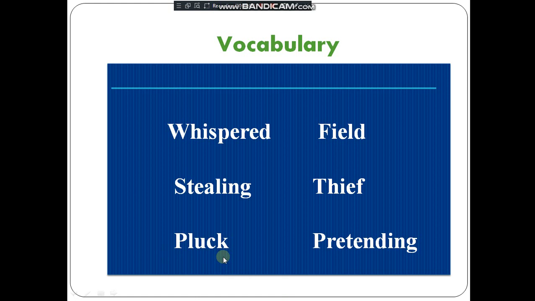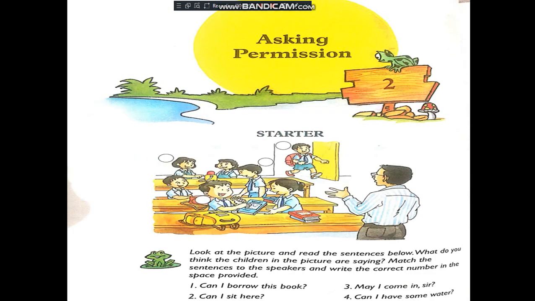Pluck. Pluck means to pull something out or to remove something. Here's our story. Asking permission. Before we start reading, let's look at this picture.